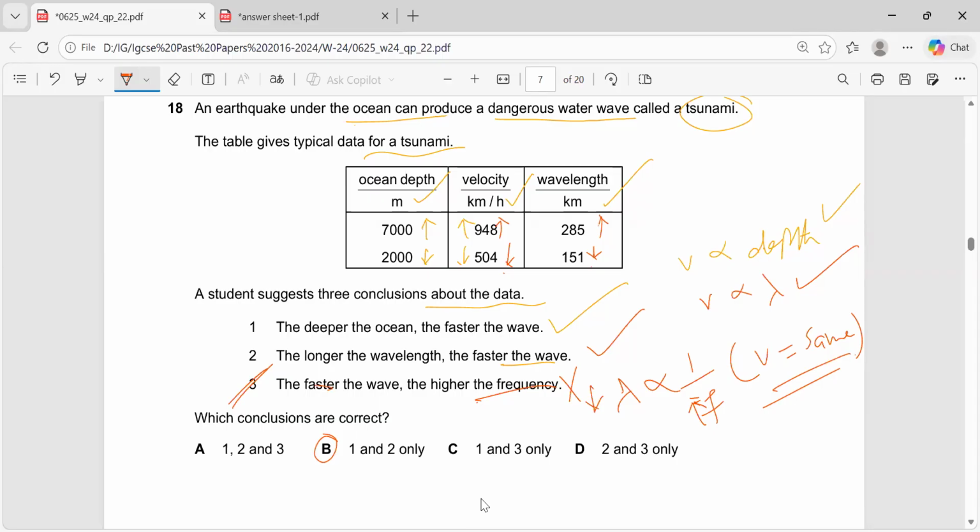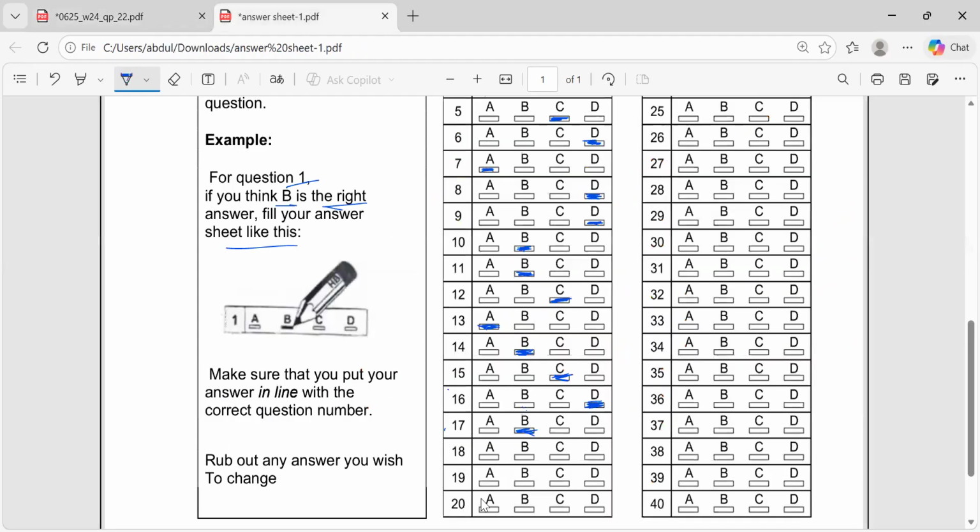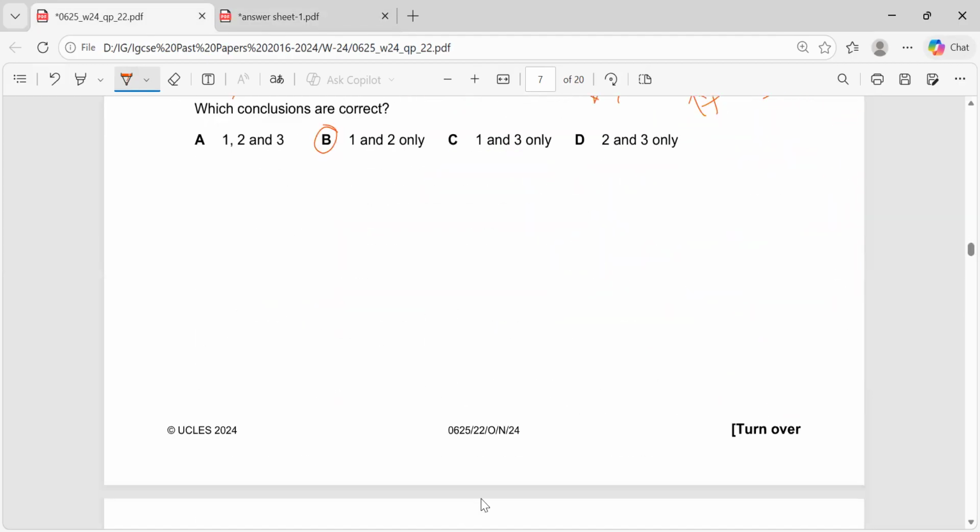It should be slower. Okay, so answer for 18 is 1 and 2 correct. So B. Answer for 18 is B.